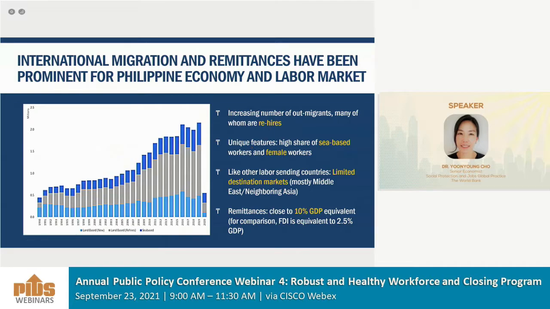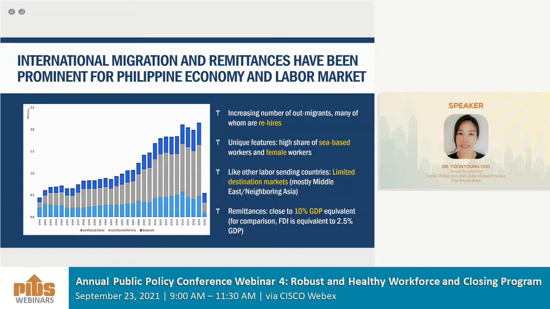Another salient feature of the Philippine economy and the labor market is international migration. International migration and remittances have played a very important role in the Philippine economy and the labor market. As you can see in the graph, there has been an increasing number of migrants, many of whom are rehires from the destination countries. The unique feature of Philippine international migration is that there are high shares of sea-based workers and high shares of female workers. These are very different from other labor-sending countries.